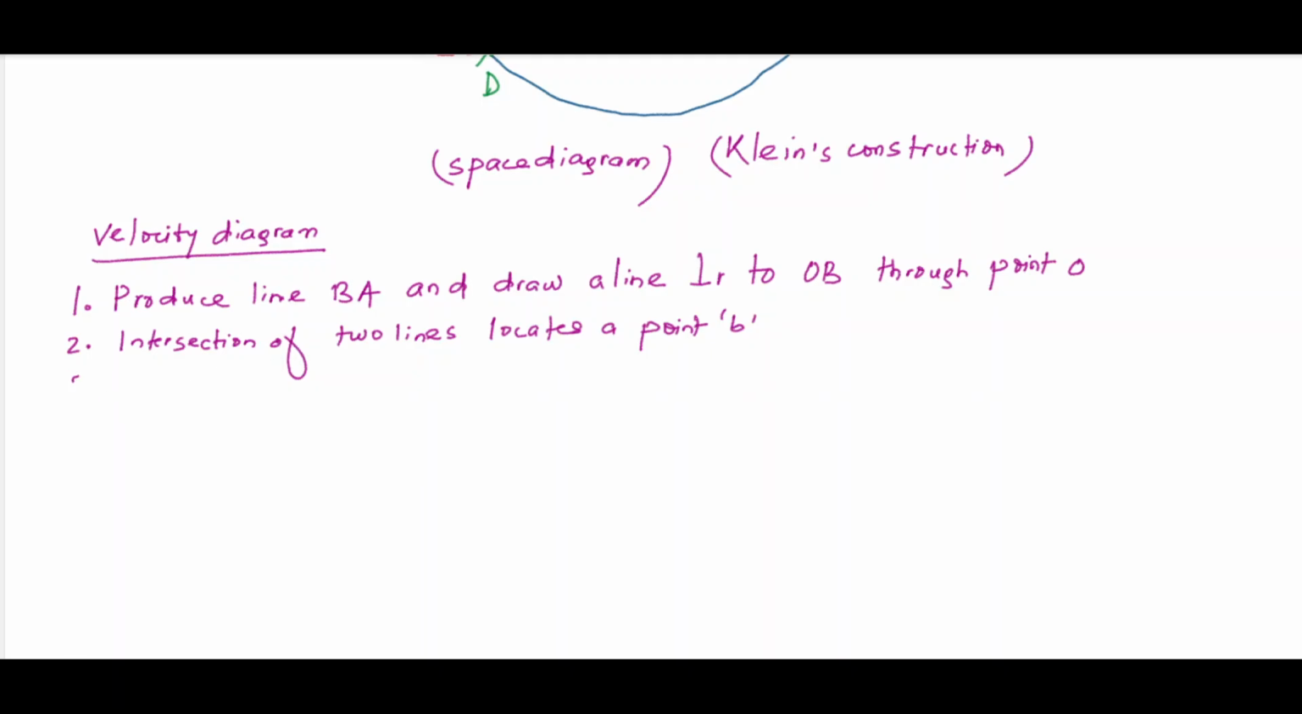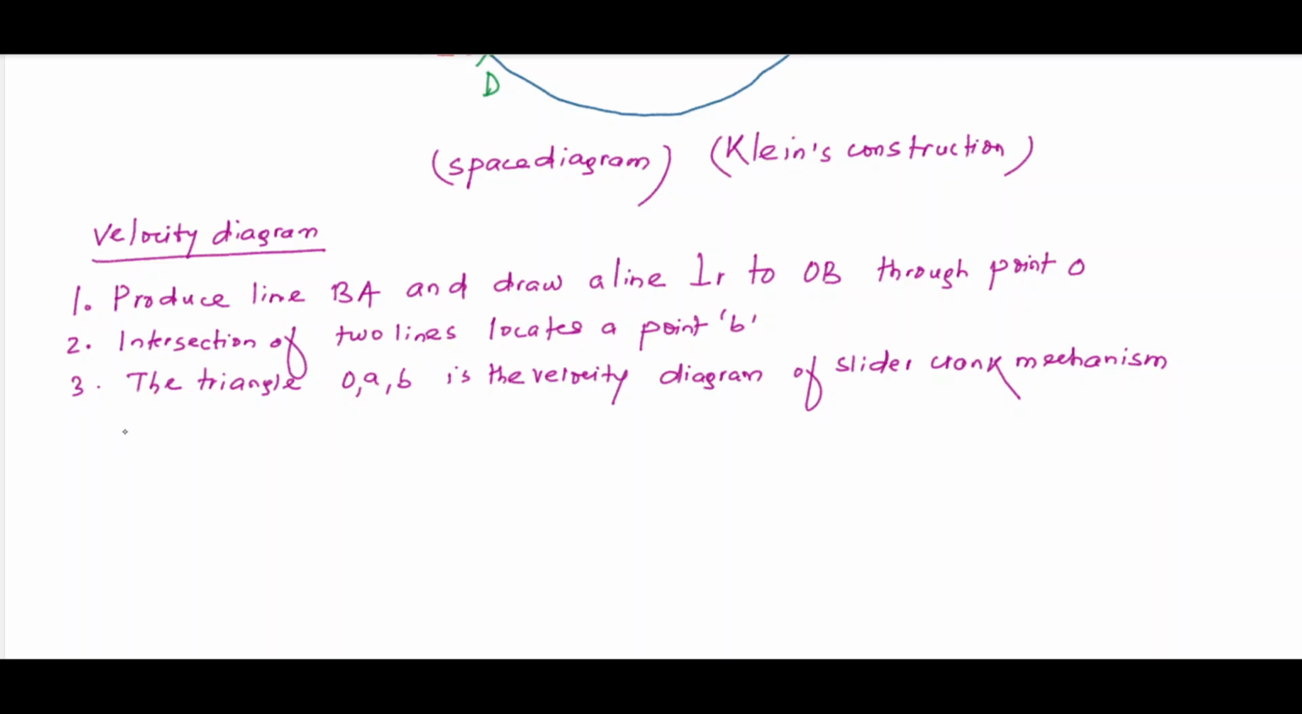Then the triangle small o, small a, small b is the velocity diagram of the slider crank mechanism rotated by 90 degrees anti-clockwise.